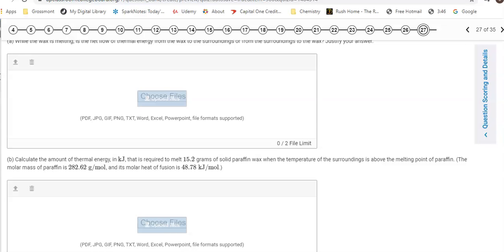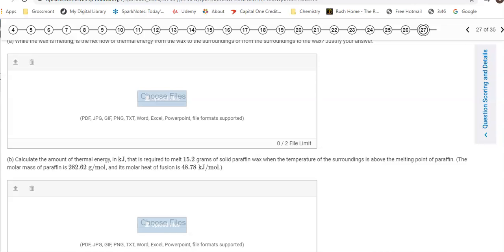You have the molar mass of paraffin in grams per mole, and they tell you how many grams. So using the grams of paraffin and the molar mass, you figure out how many moles of paraffin. Then with the number of moles of paraffin, you multiply that by kilojoules per mole, 48.78, and moles will cancel out, and you end up with kilojoules.